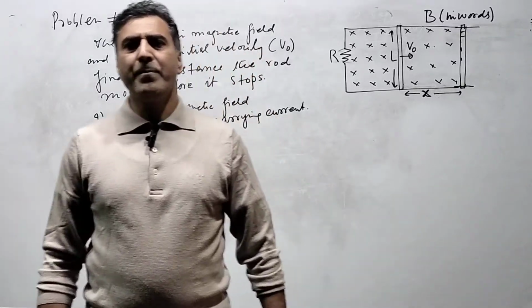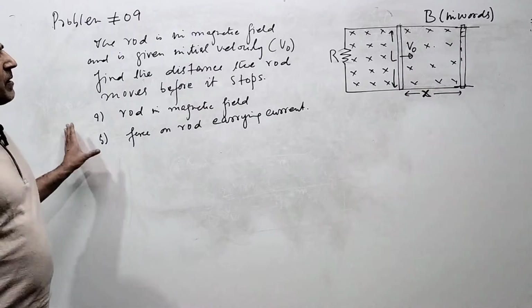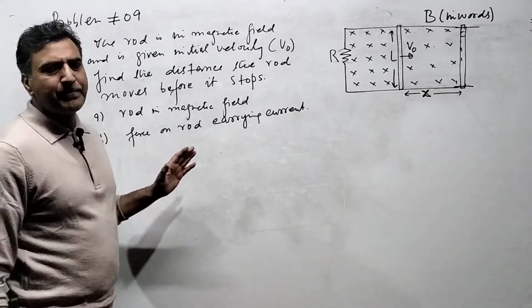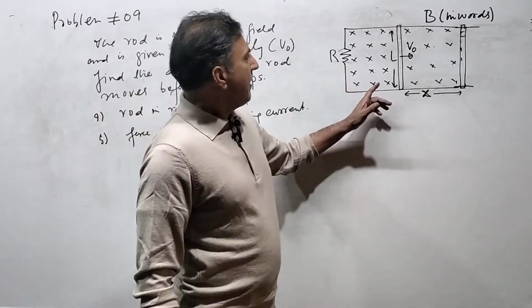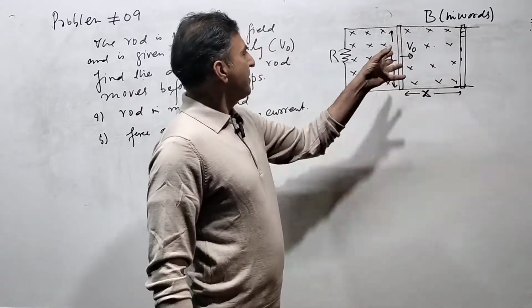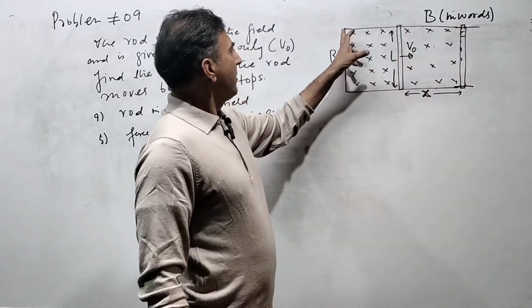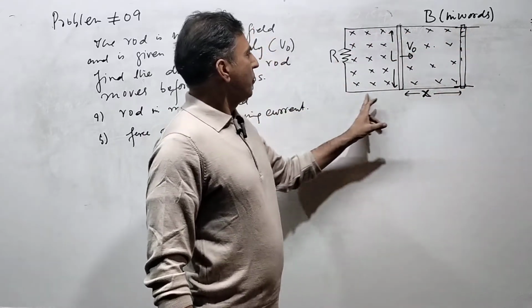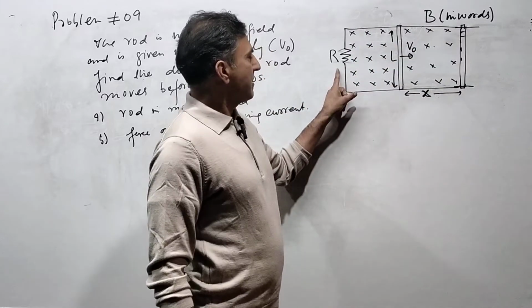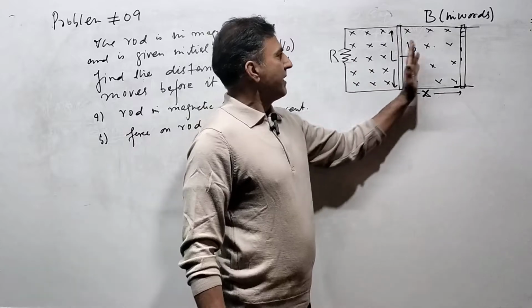Hello students, I have come up with one more challenging problem for you. The problem is like that: it is an inward magnetic field. Here, crosses mean inward magnetic field, and there's a U-shaped wire frame with a resistance. On this U-shaped wire frame, there is a rod which slides.